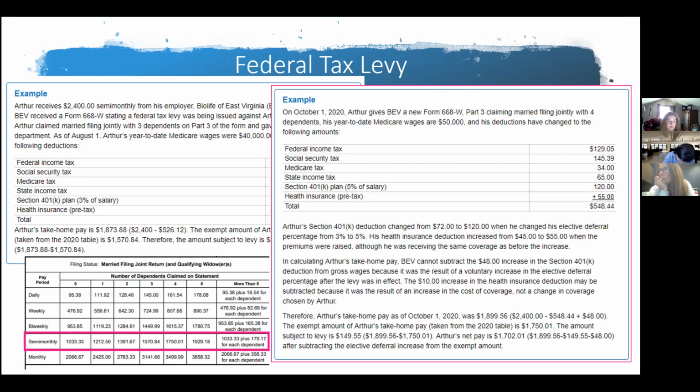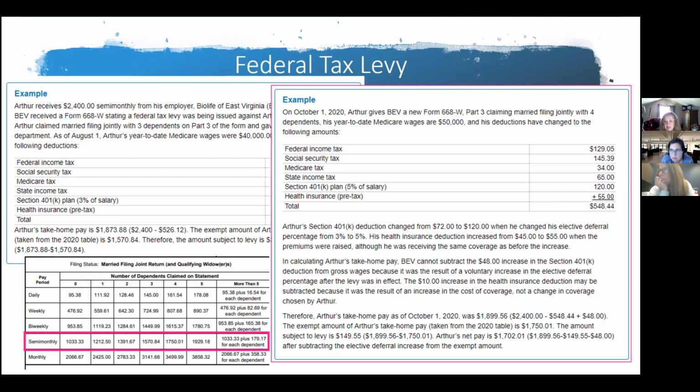In calculating Arthur's take-home pay, the employer cannot subtract the $48 increase in the 401k from gross wages because it was the result of a voluntary increase in the elective deferral percentage after the levy was in effect. The $10 increase in the health insurance deduction may be subtracted because it was the result of an increase in cost of coverage, not a change in coverage chosen by Arthur.